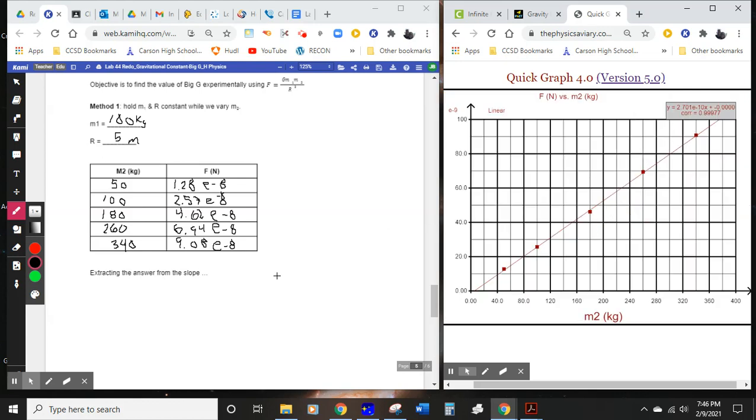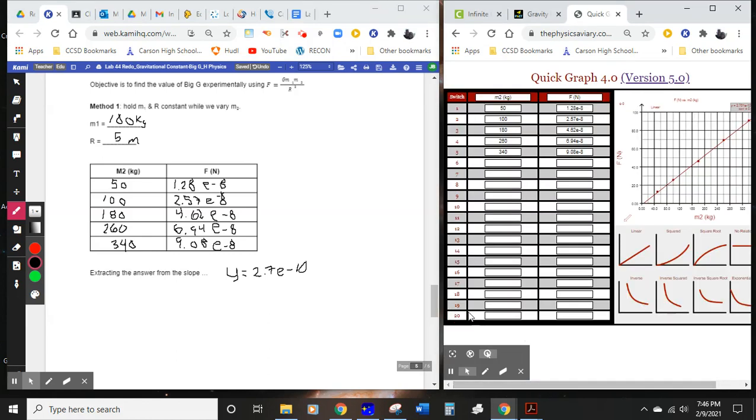All right, so we can see the equation here is y equal to 2.7 E minus 10. And we don't have to worry about this other part over here. Let's go ahead and make it smaller again. There's the slope here, okay? And this should be x here, right? Now let's take a look at our equation and see what we got.